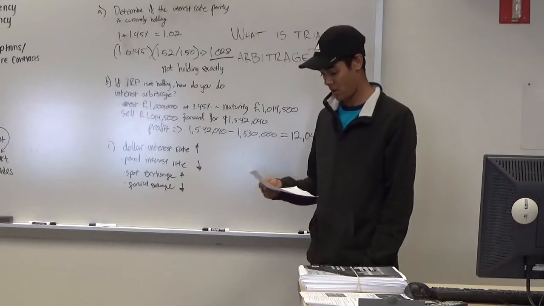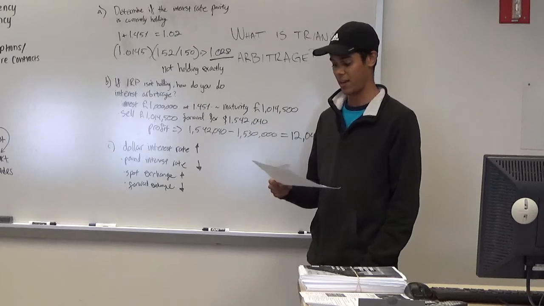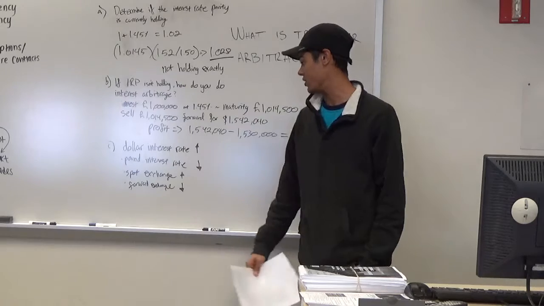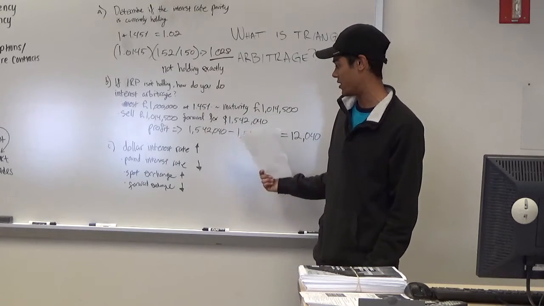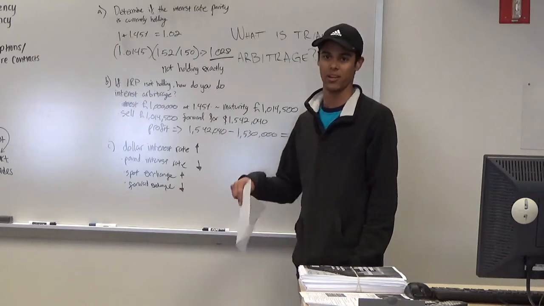And then the final part is explain how the parity would be restored as a result of the arbitrage activities. So the dollar interest rates would go up, as well as the spot exchange, and then the pound interest rate and the forward exchange rate would go down.